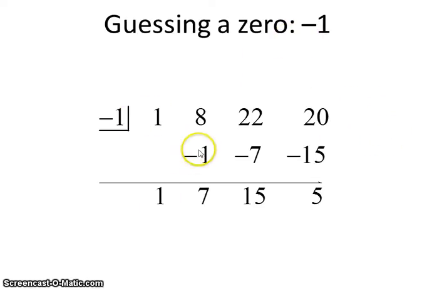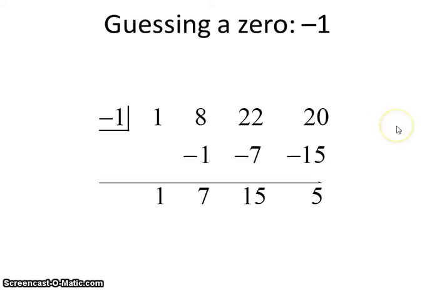Bring down the 1. 1 times negative 1 is negative 1. Add in columns. We get 7. Negative 1 times 7 is negative 7. Add in the columns. We get 15. Negative 1 times 15 is negative 15. And we add and we get 5. So we're getting closer. Once we have these negatives in here, then we can actually get subtraction going on, and we can get closer to 0.